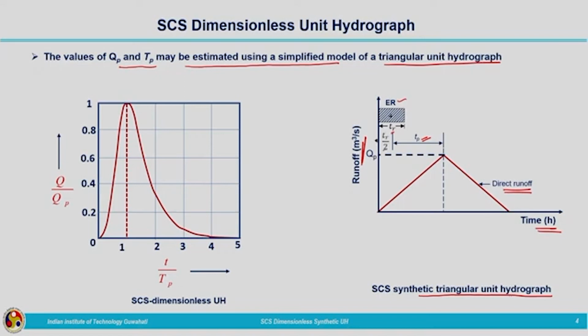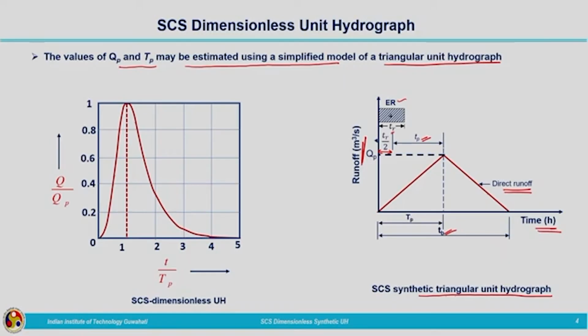Now, this particular distance can be marked as TR by 2, because tp starts from the centroid of the effective rainfall hydrograph. So, the remaining distance towards the left will be TR divided by 2. And the base time is represented by small tb. These are the characteristics of the triangular unit hydrograph.